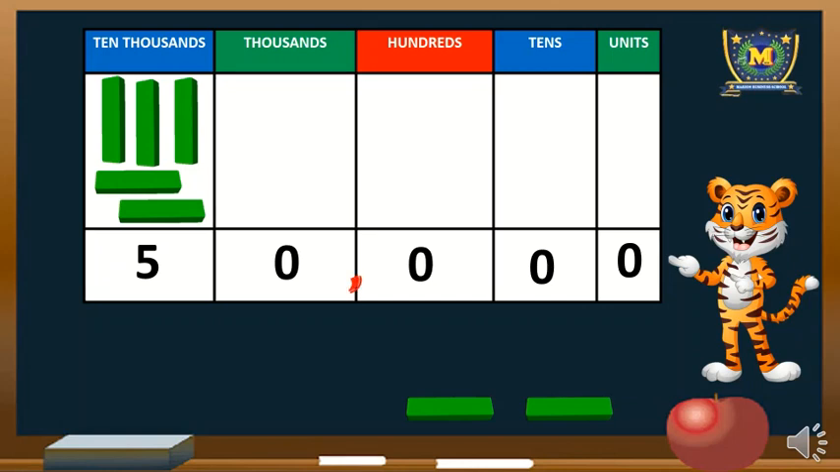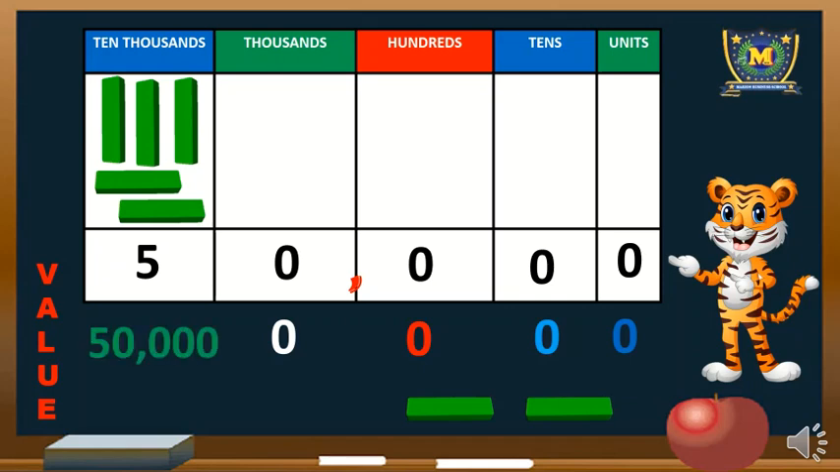Now this time, let's see the value for each digit. For units, we have here 0, same with tens, also for hundreds, and for thousands. Then let's proceed to the bars, and we have here 5 bars, so the value of 5 bars is 50,000. We simply add 10,000 five times, so it becomes 50,000. So the total value in all is 50,000.